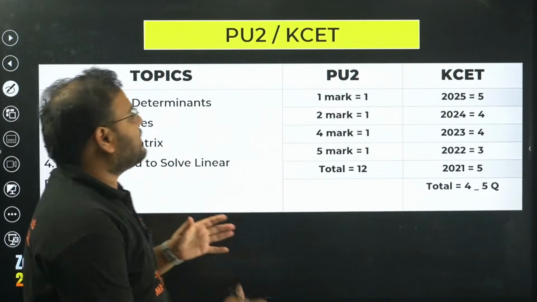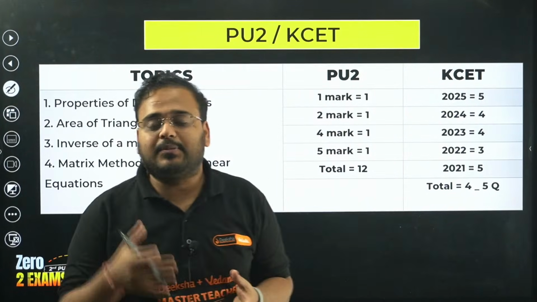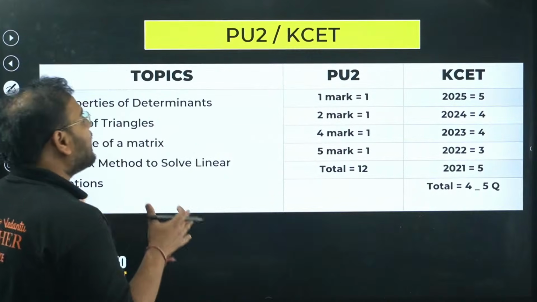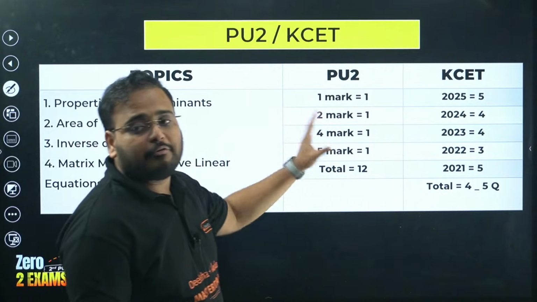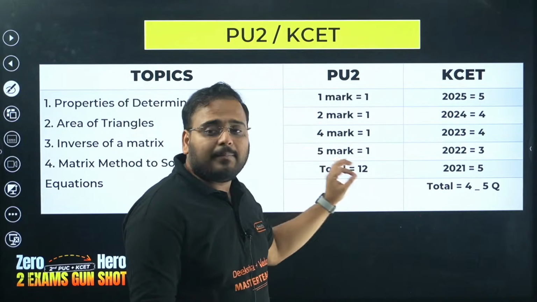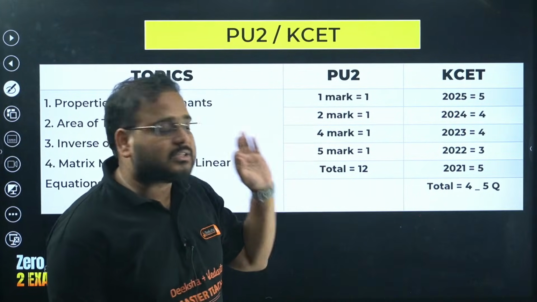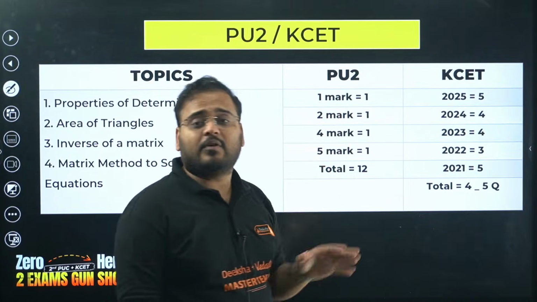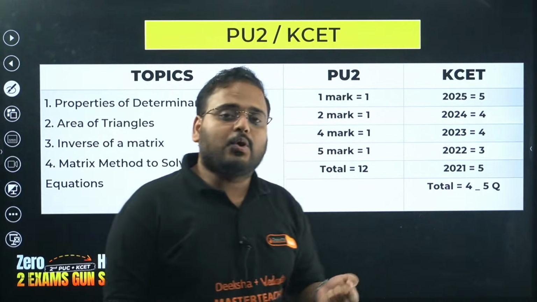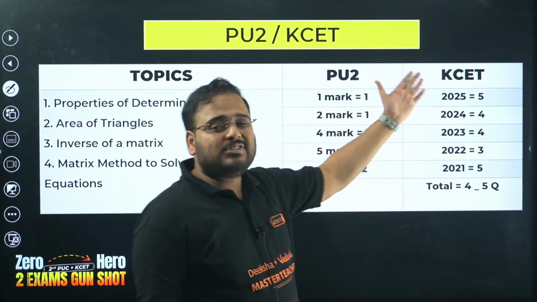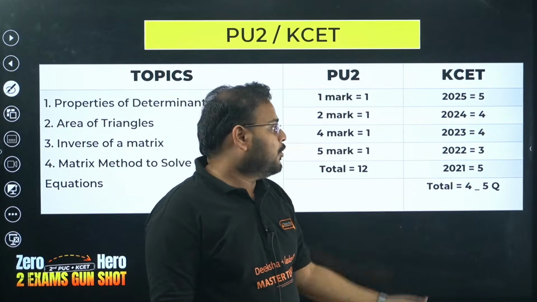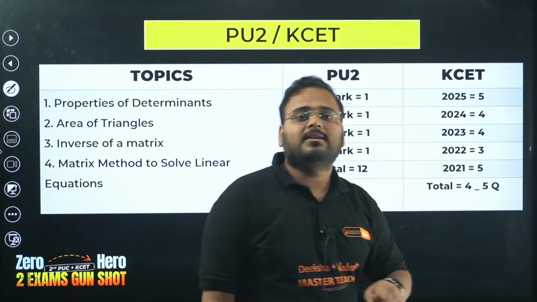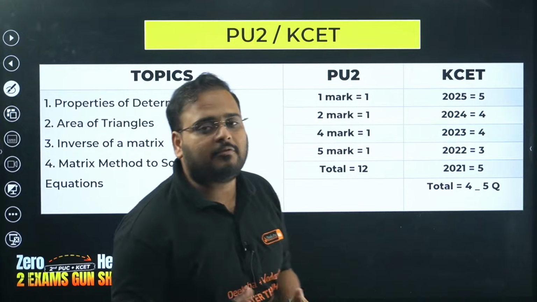First thing first, let's look at the weightage, the understanding of the chapter, from where the questions are asked, the trend of the question paper. As per the latest PU2 blueprint, a total of 12 marks can be asked if you are attempting solely the questions of the chapter Determinants. If you solve all the questions of this chapter, you can easily score 12 out of 12. And if you see the last 5 years KCET trend, you have close to 4 or 5 questions every year. So this year also you can expect 4 to 5 questions for CET.